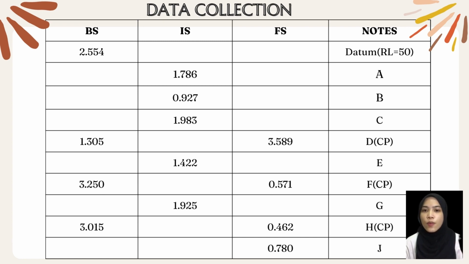Backsight is 3.250 and the foresight 0.571, and for G we got 1.925. H is also a change point. The backsight we got 3.015 and the foresight we got 0.462, and the last one, for J, we got 0.780.